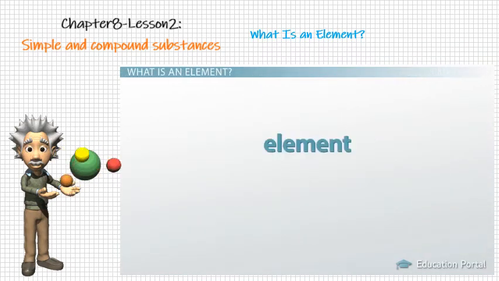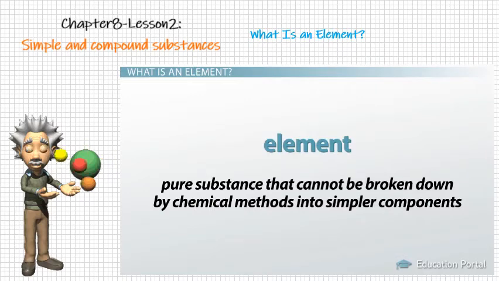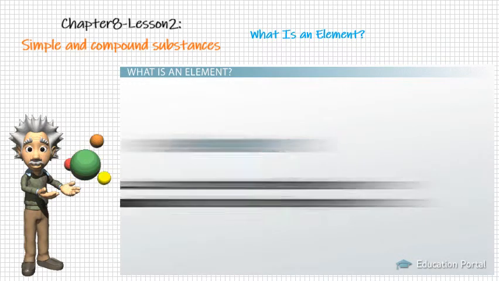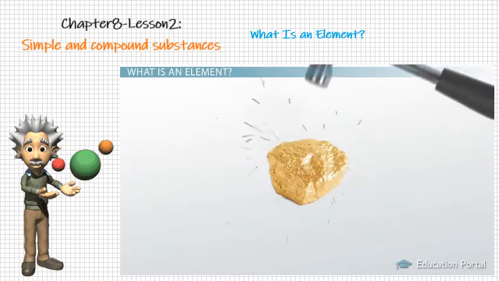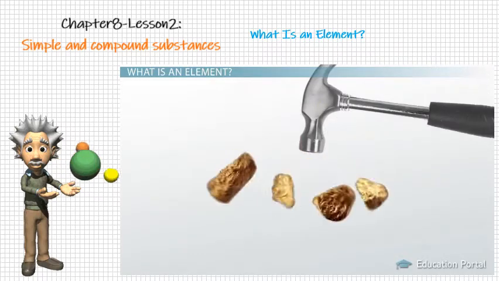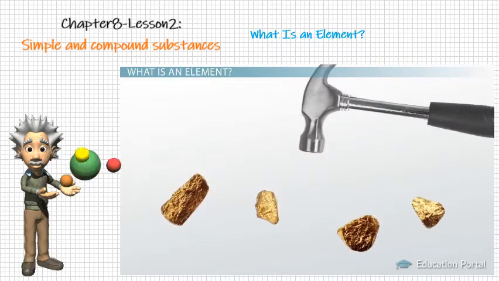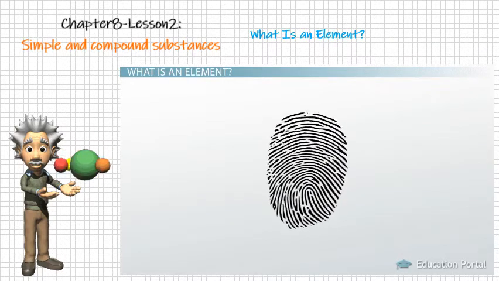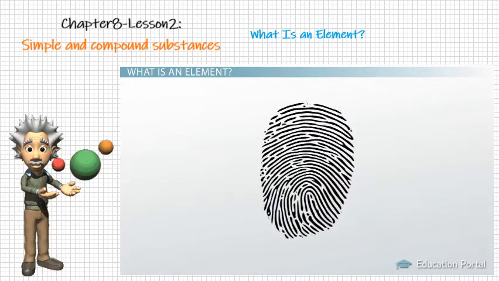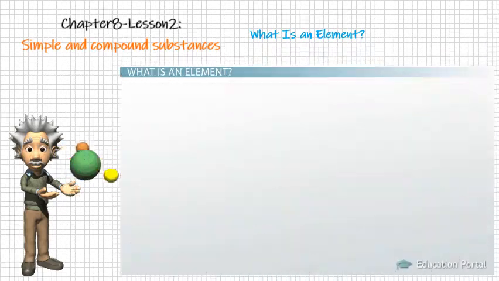An element is a pure substance that cannot be broken down by chemical methods into simpler components. For example, the element gold cannot be broken down into anything other than gold. If you kept hitting gold with a hammer, the pieces would get smaller, but each piece will always be gold. You can think of each kind of element having its own unique fingerprint, making it different than other elements.